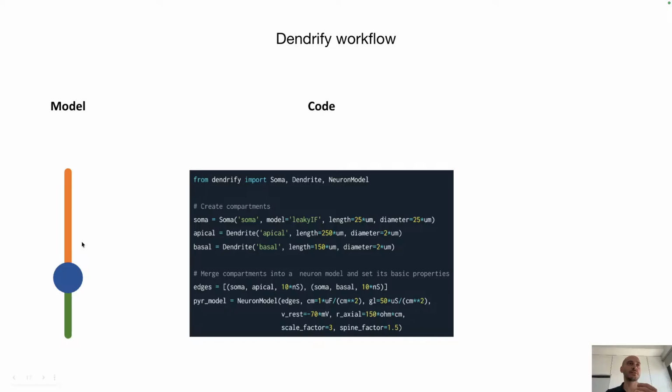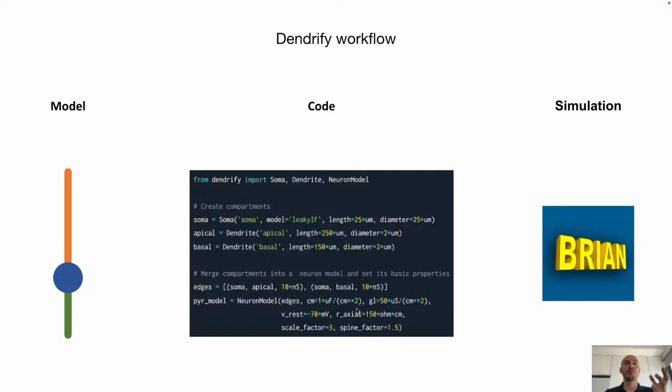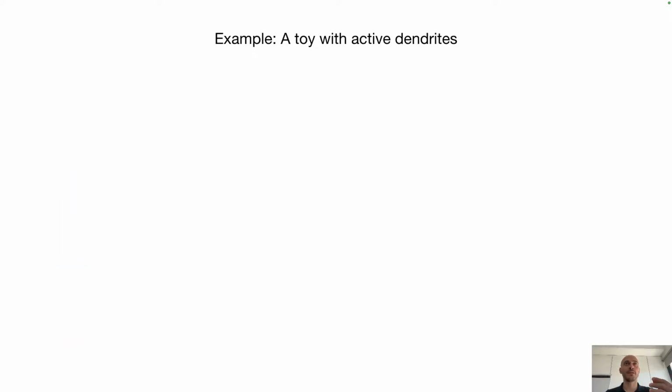Here you can see, for example, that to model this three-compartment model, you just go in Dendrify and say, I want to create a soma, an apical and basal dendrite with these characteristics, and then put it all in a neural model. And then after you create your model, you use Brian 2 to solve all the differential equations, with all the goodies that Brian comes with, such as synapses and monitoring and all the advantages of Brian.